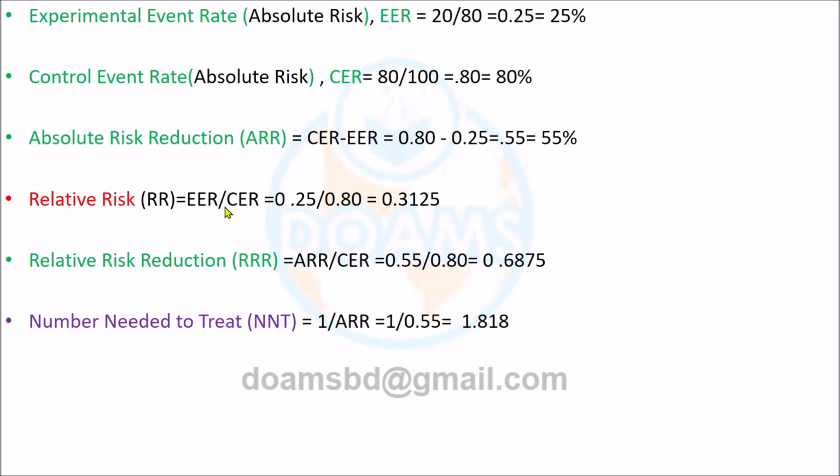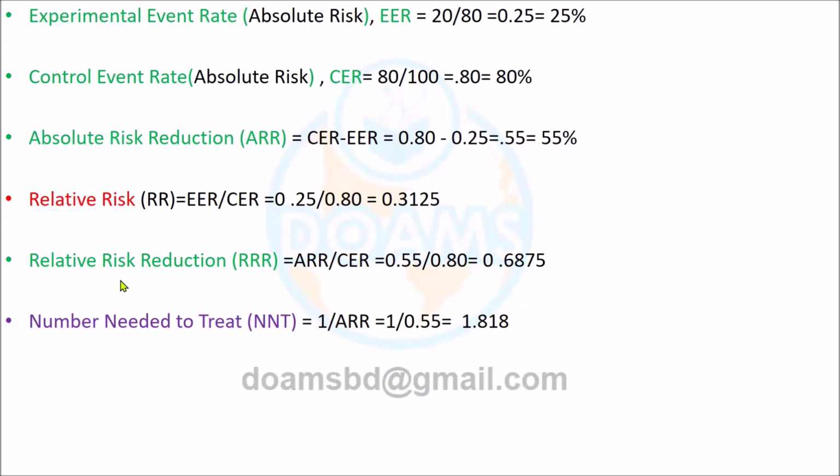So relative risk is actually not a percentage. It is a figure only because this is divided. So you can now say that relative risk is 0.3125. That is less than 1. Relative risk is less than 1. So what is the relative risk? Relative risk of pain. Right? Relative risk of the pain happening, dysmenorrhea. This is the relative risk.